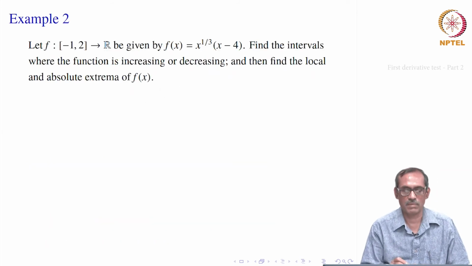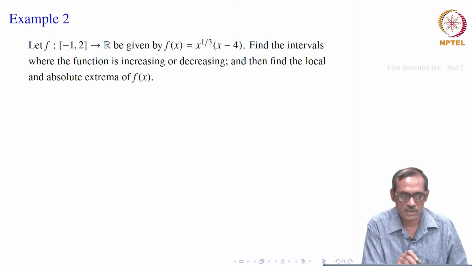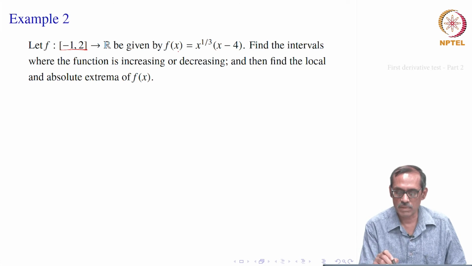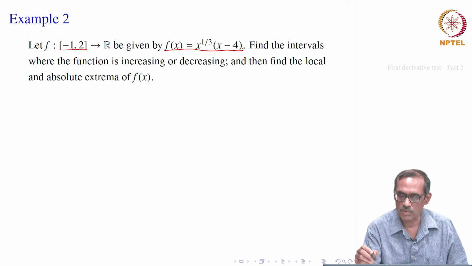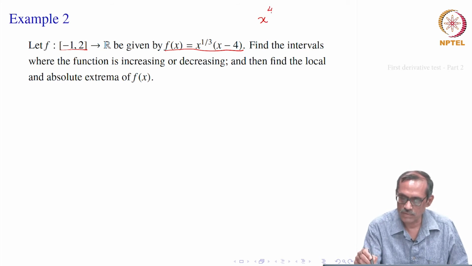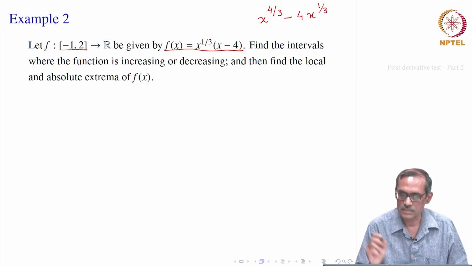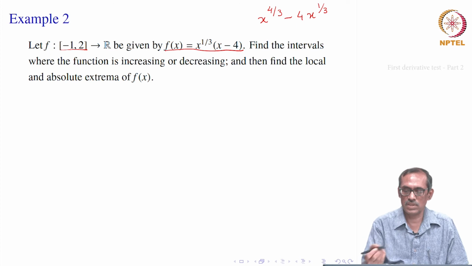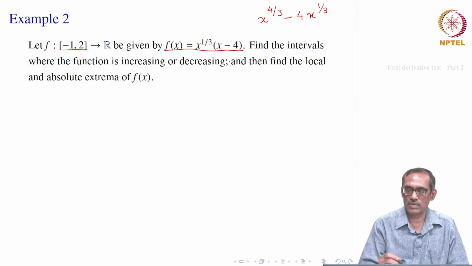Let us take another example. Suppose f is a function defined on the closed interval -1 to 2, and it is given by f(x) = x^(1/3) (x - 4), which is x^(4/3) - 4 x^(1/3). Fine. So, this is also defined everywhere. Negative x gives negative, positive x gives positive, 1/3 is there, and x - 4 takes care of the other, whether it is less than or greater than 0.